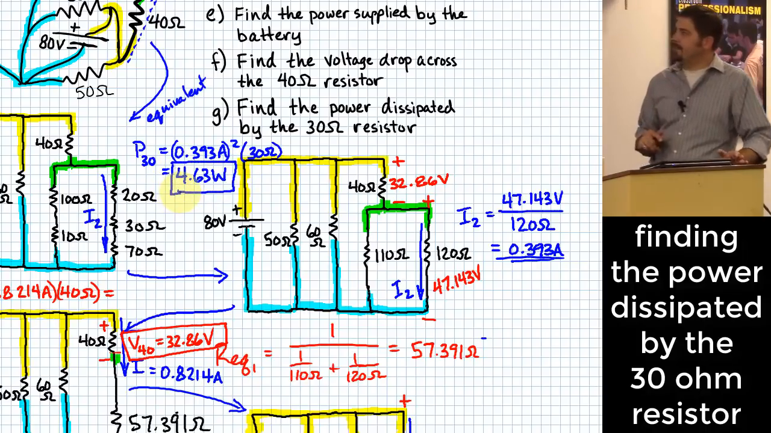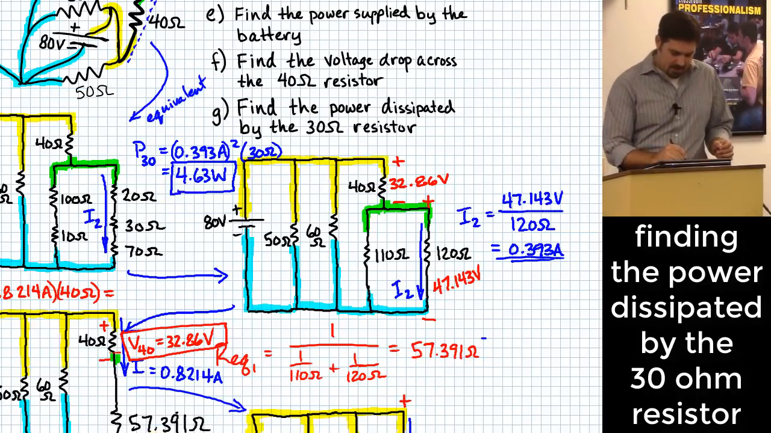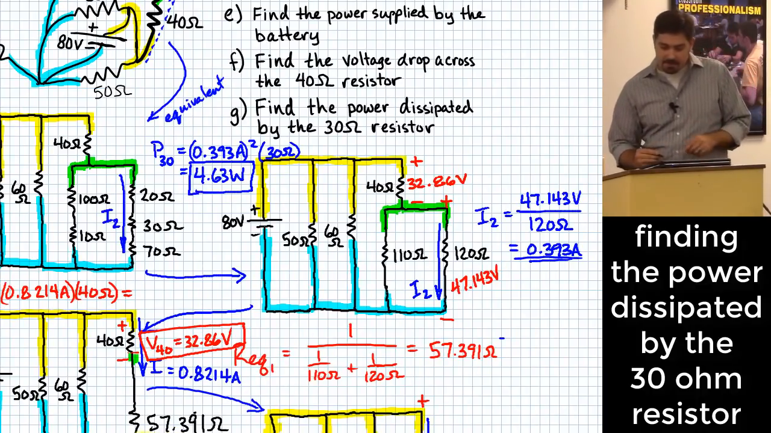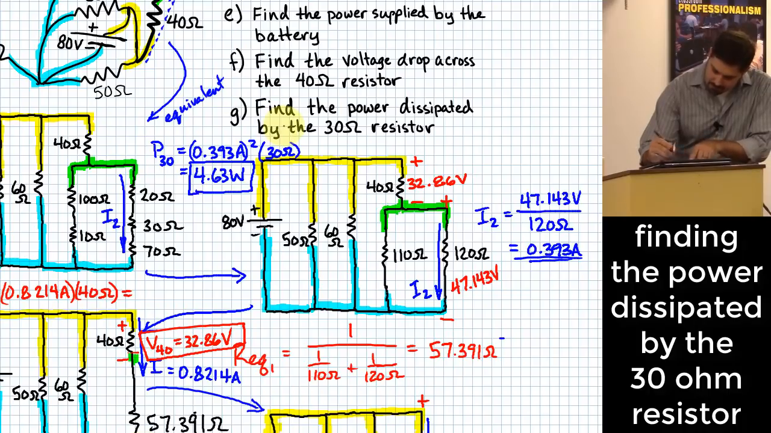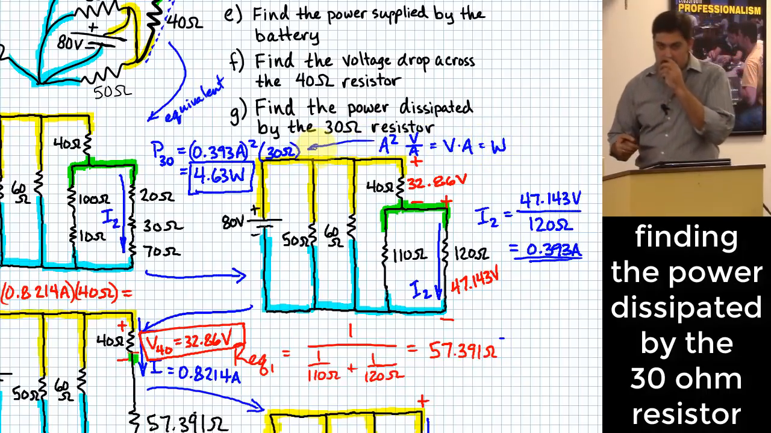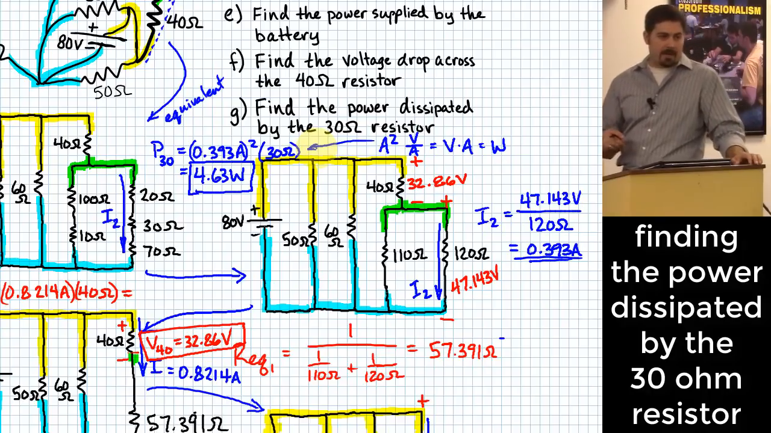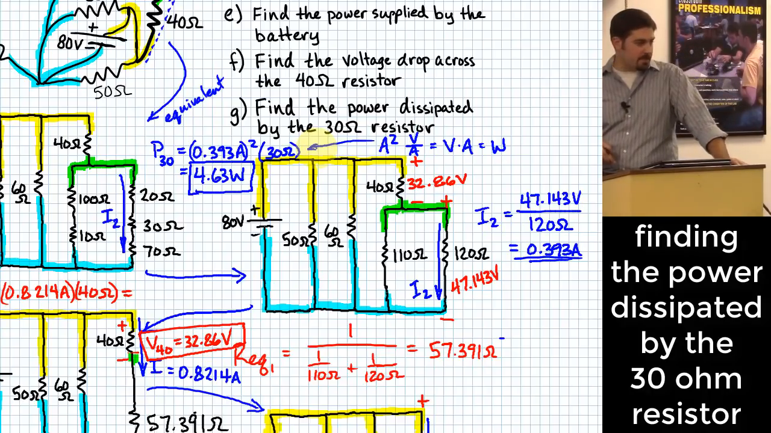Now, if you're curious about those units, what we basically have is amps squared times an ohm, which is a volt per amp. This ends up giving you volts times amps, which is watts. So that's if you're curious about how those units work out for that expression right there. That's why it turns out to be watts.